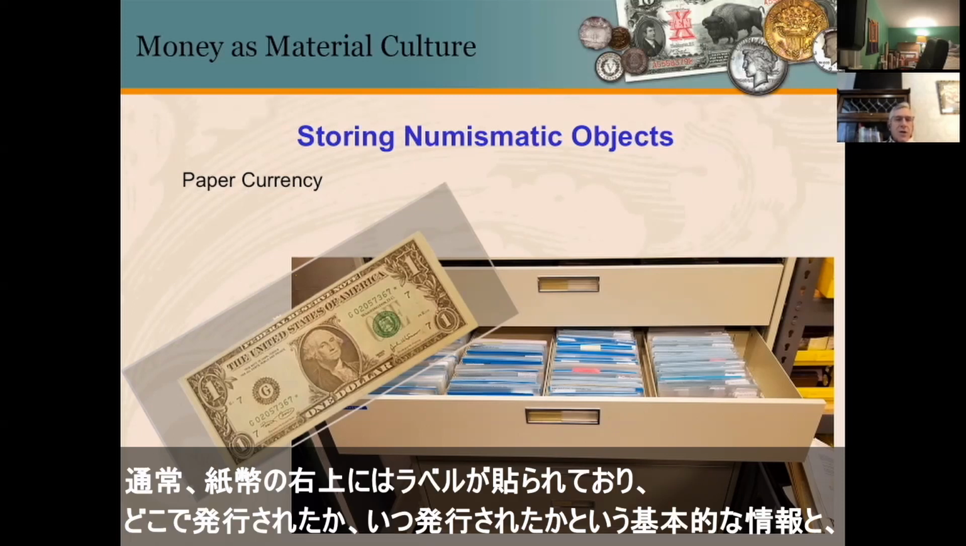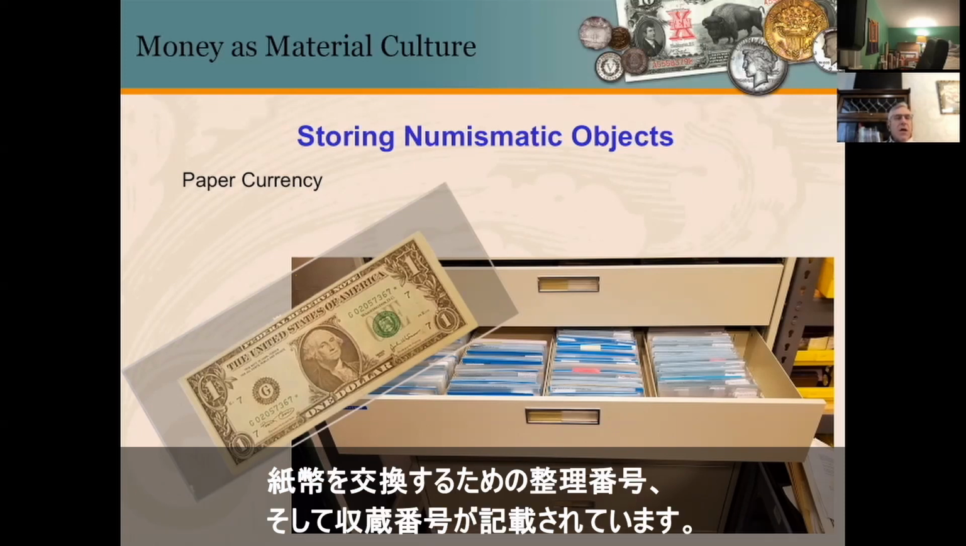Now our notes will typically have a label in the upper right-hand corner, which will include the basic information of where it was issued, when it was issued, and the serial number in order to replace the note, and also the accession number.